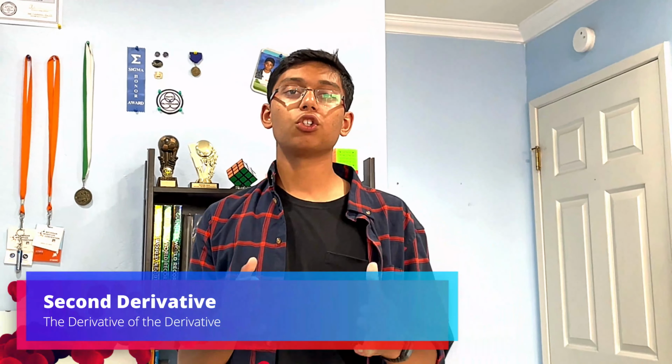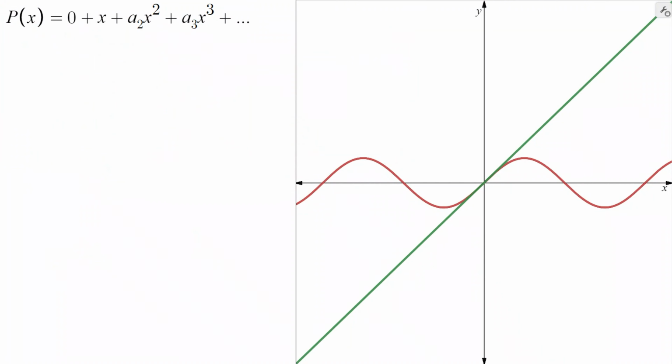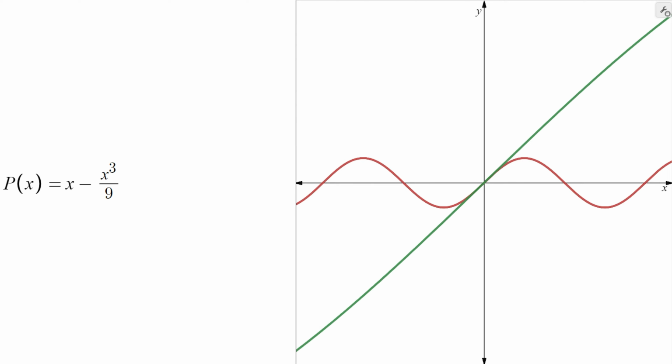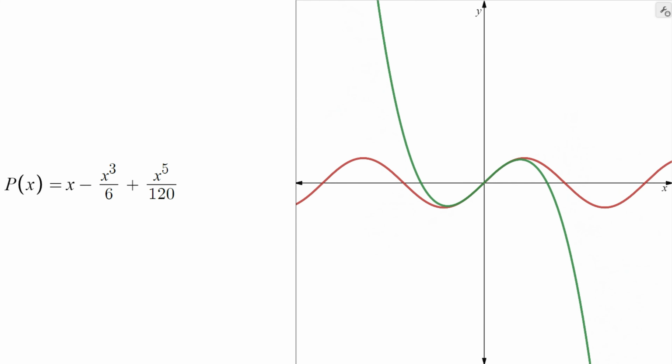However, we also want them to curve at a similar rate. For this, we will match their second derivatives, which is the rate of change of the rate of change, or the curve. Using a similar process as before, we get 2 times a2 equals 0. Therefore, a2 also equals 0. We can use the same process with higher order derivatives indefinitely.